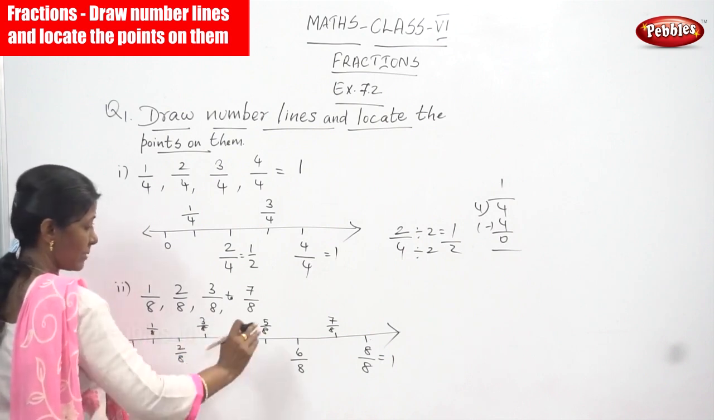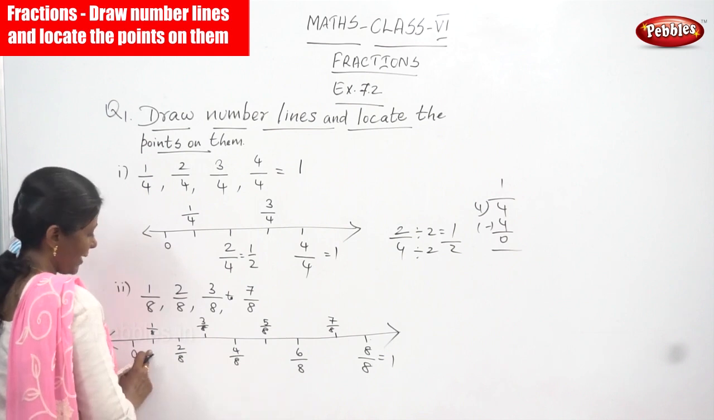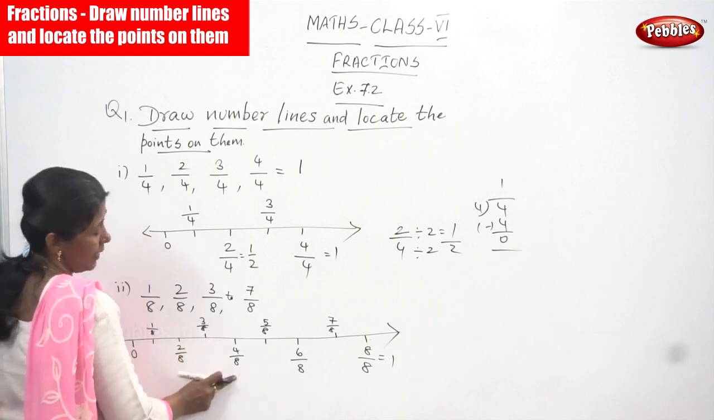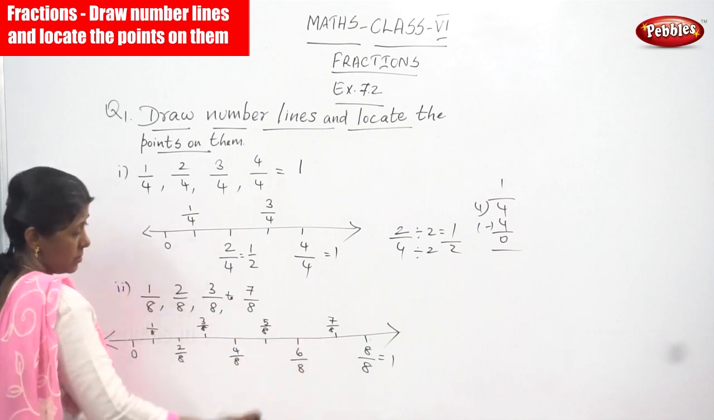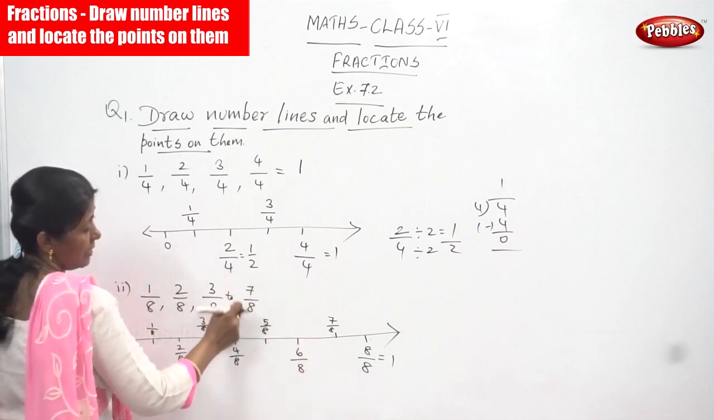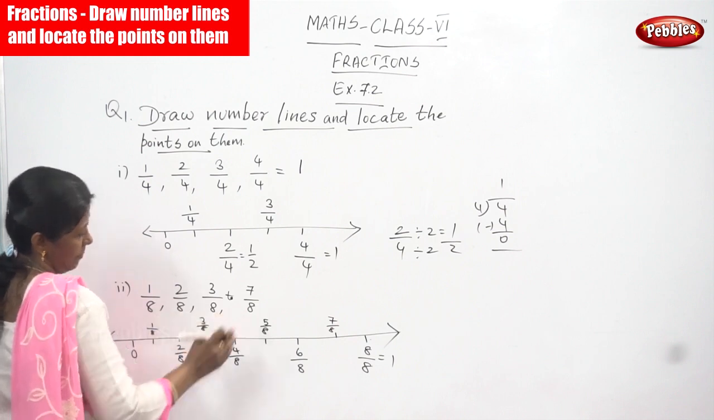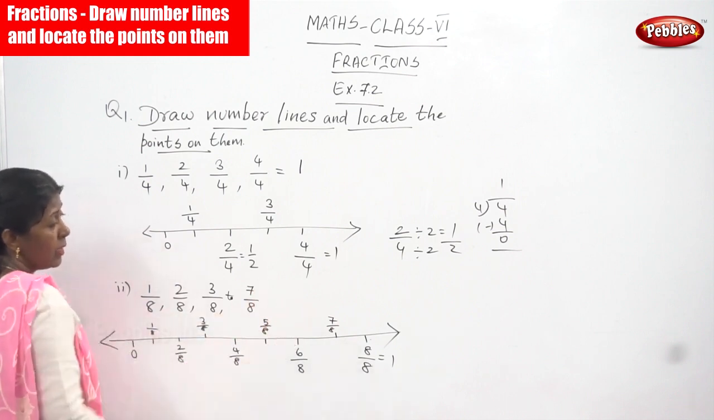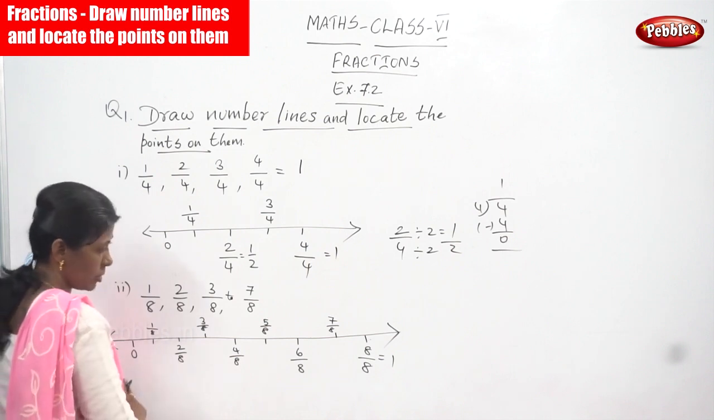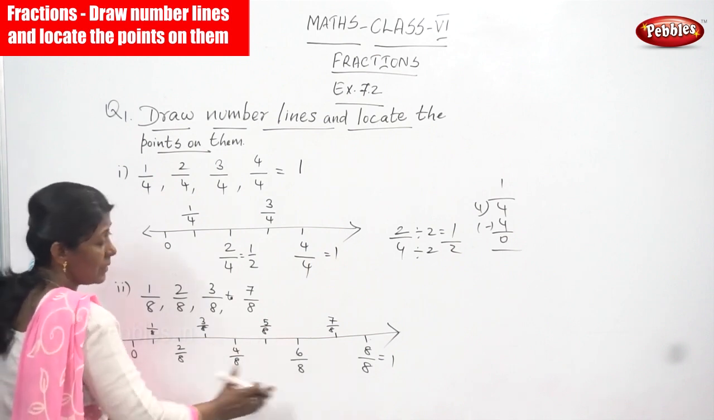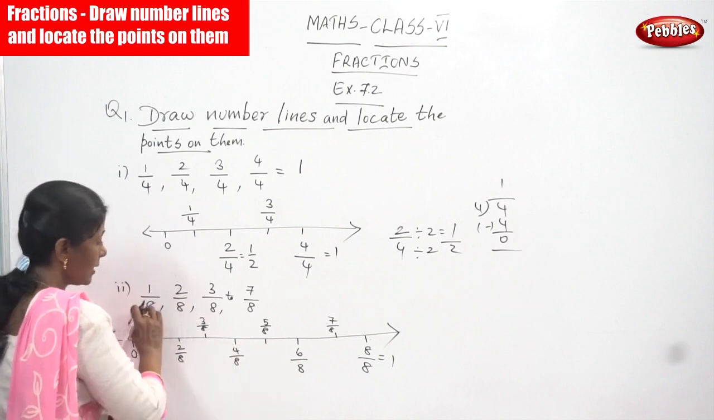So generally what are the numbers within 0 to 1? 1 by 8, 2 by 8, 3 by 8, 4 by 8, 5 by 8, 6 by 8, 7 by 8 and 8 by 8, that is 1. They have given only up to 7 by 8, but even though I have marked one extra point, that is 8 by 8 also. So start with 0 to 1. Within 0 to 1 I have to mark the given points.